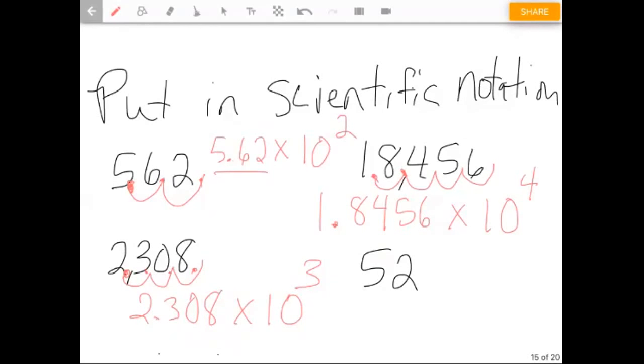And then lastly, 52. If we put it here, we have 52. If we put it here, we have 5.2, which is between 1 and 10. So 5.2 times 10, and we'd only have to move it 1 spot to get to the end. So it'd be 10 to the 1st, or you can just leave that as 10.